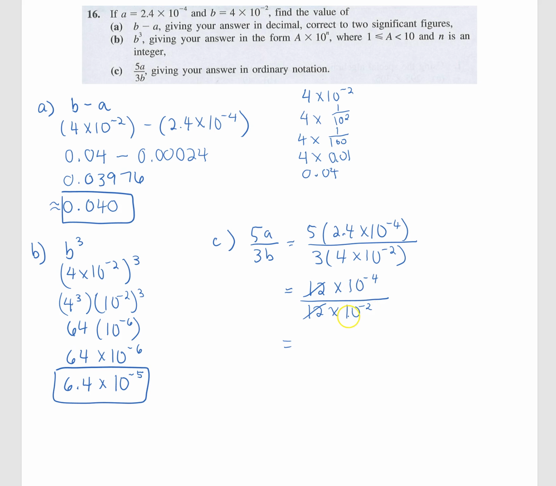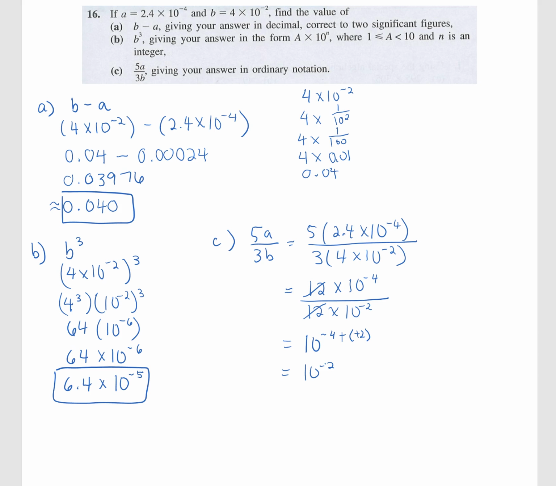So we have the same base here. So what we can do is, because we're dividing, we subtract the exponent. So this is the same as 10 to the power of negative 4 minus a negative 2. Okay, so if we evaluate that out, negative 4 minus a negative 2 is the same as plus a positive 2. So that's going to be a negative 2 on the top. So we have 10 to the power of negative 2.